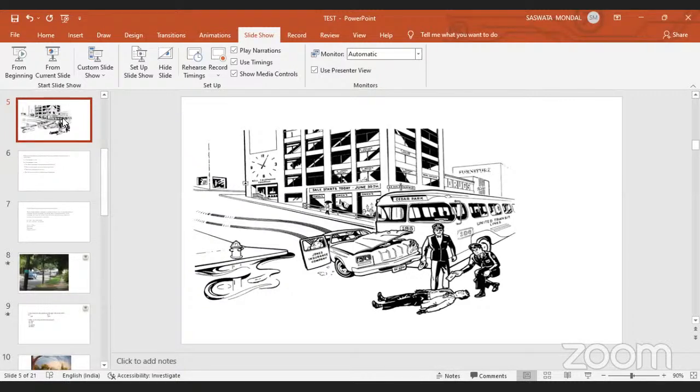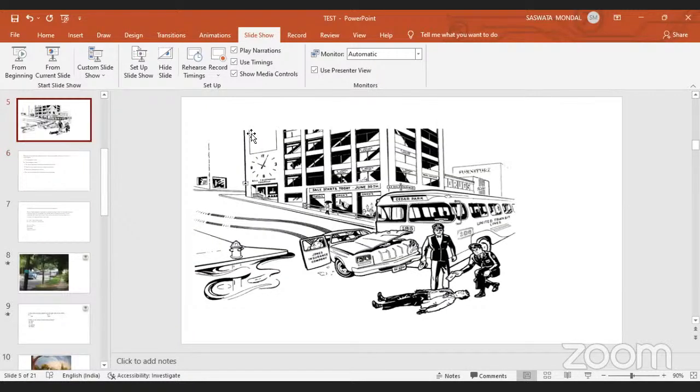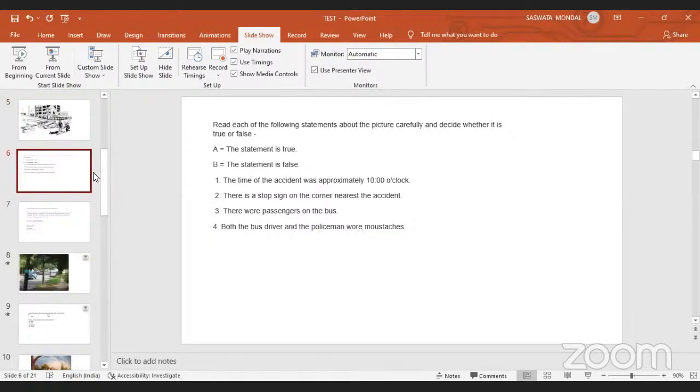Yes or no? Yes. Approximately 10 o'clock. It is not asking you exactly 10 o'clock. 10:05 is the time which we can see over here. So it will be yes. Approximately it was around 10 o'clock.